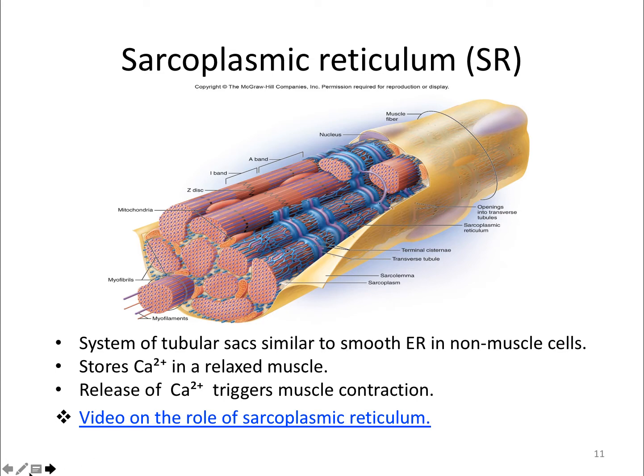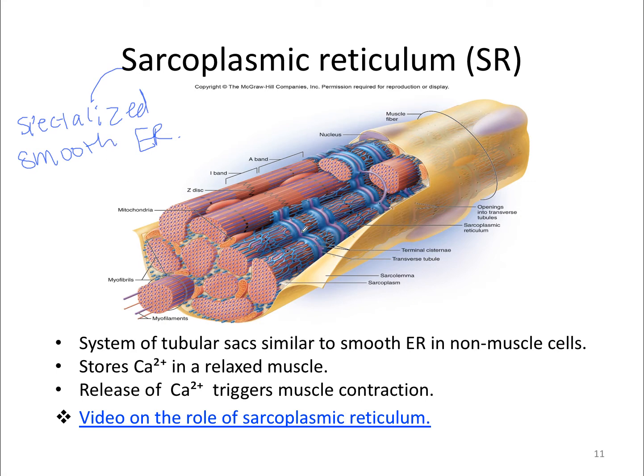Okay, sarcoplasmic reticulum. The sarcoplasmic reticulum is a specialized endoplasmic reticulum, specifically a smooth one. So let's write that down. Specialized smooth ER. If I were to ask you on a quiz or an exam, would you expect to find ribosomes on the sarcoplasmic reticulum? The answer would be no. Remember, it's a smooth ER, and the smooth ER lacks ribosomes.